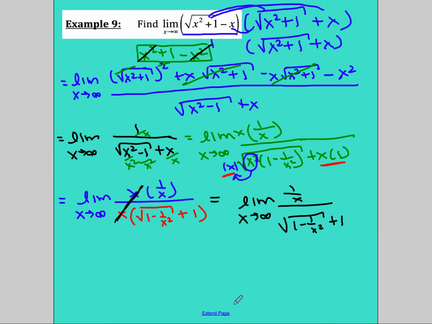Now I'm going to think about my limit as I plug in infinity. 1 over infinity, or any number over infinity, approaches 0. So this will approach 0. This part right here is 0. So what do I have? I will have 0 over the square root of 1 plus 1. So I have 0 over 2, which is 0. So that is my limit for example 9.